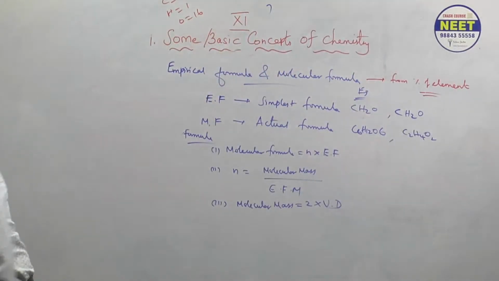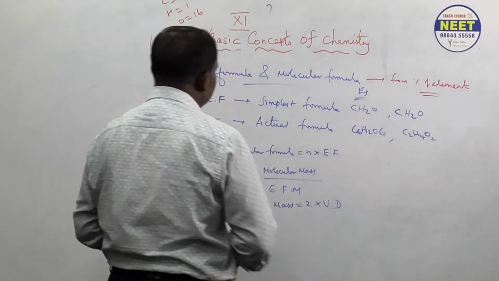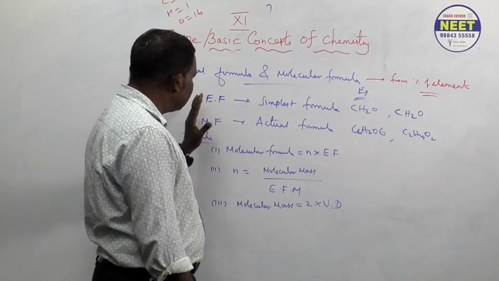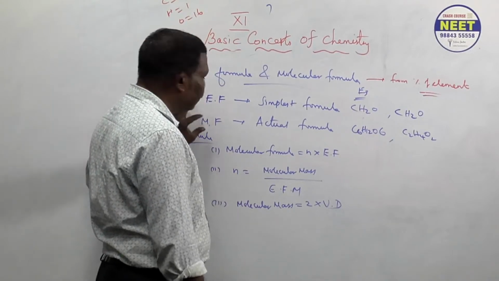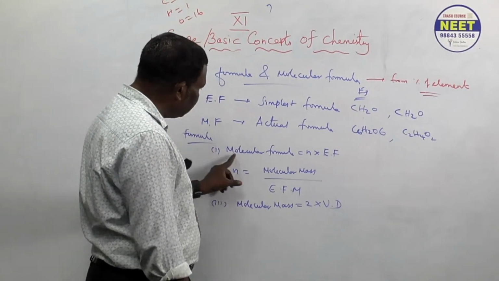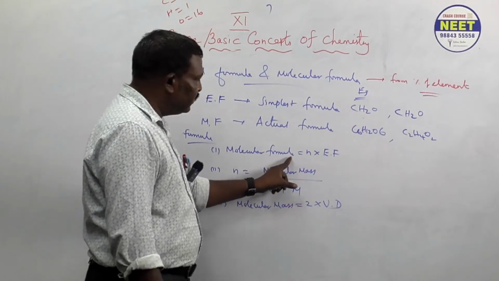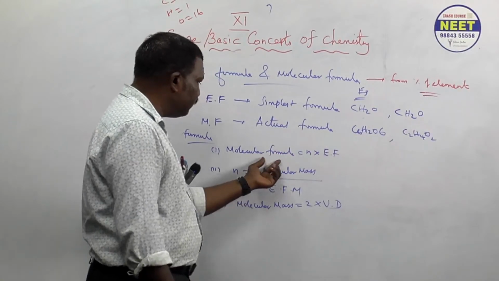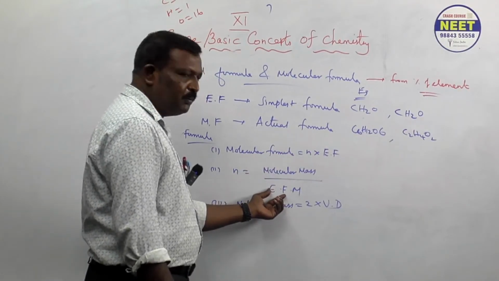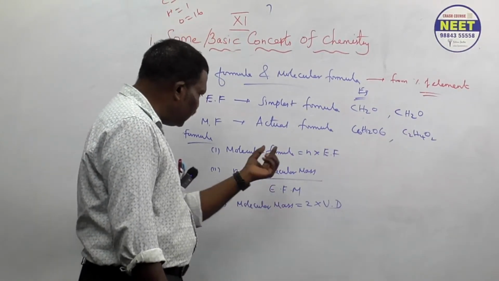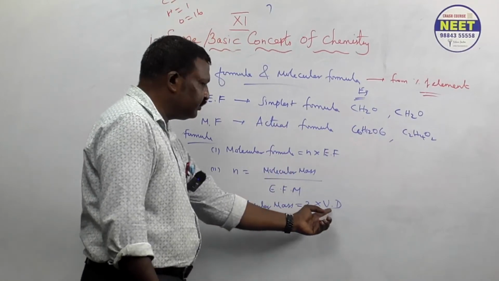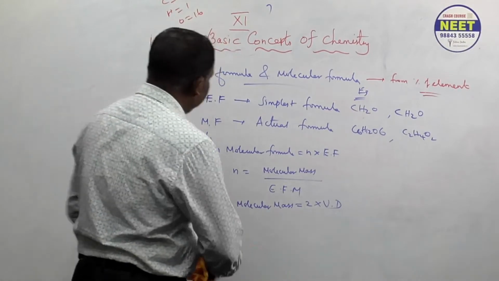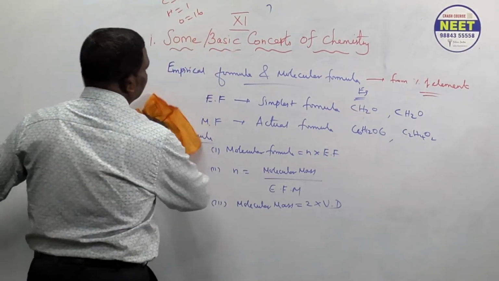Sometimes they'll ask only the empirical formula, sometimes only the molecular formula. But whatever they ask, we have to find the empirical formula first. After that only we can find the molecular formula. Molecular formula, what's the formula? N into empirical formula. N we know: molecular mass by empirical formula mass. How to find the molecular mass? Vapor density is given. So all you must know. Understand?